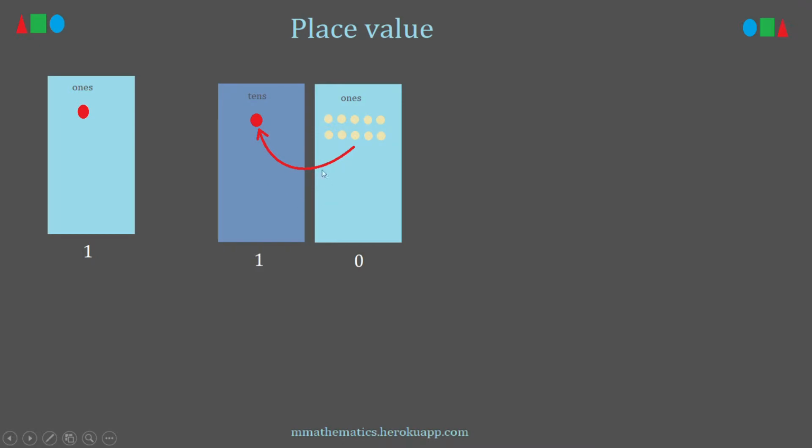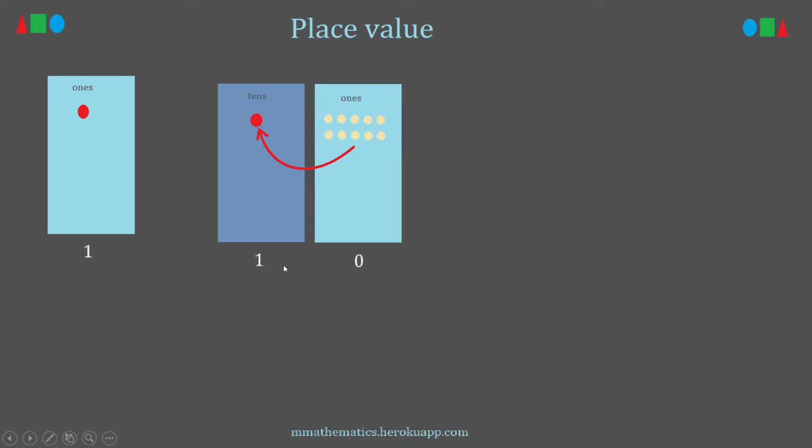Now we have two columns. This is a tens column and this is a ones column, just like this over here. Over here you have some yellow dots. 1, 2, 3, 4, 5, 6, 7, 8, 9, 10. So you have 10 ones. Those ones equal 10.